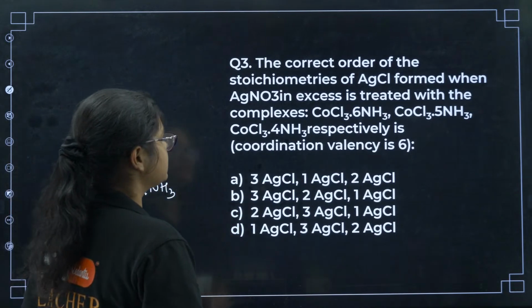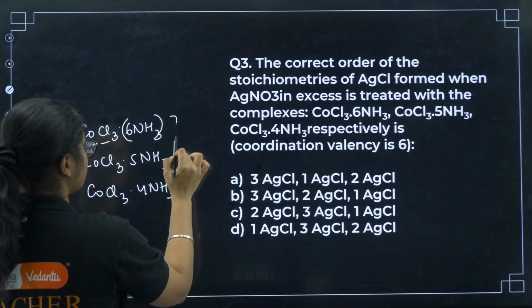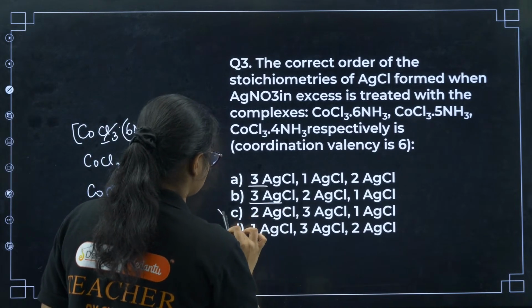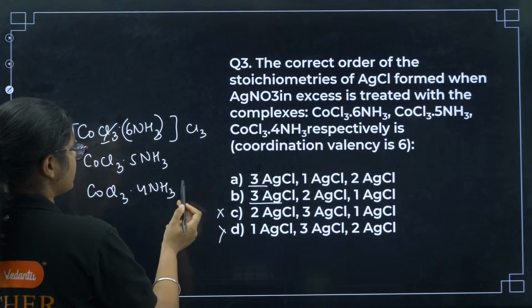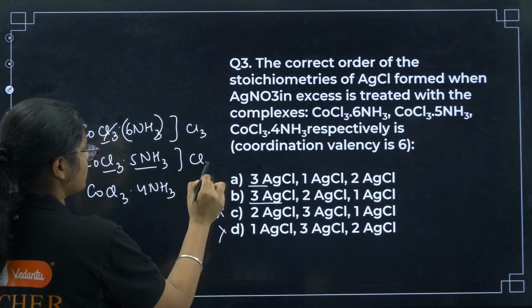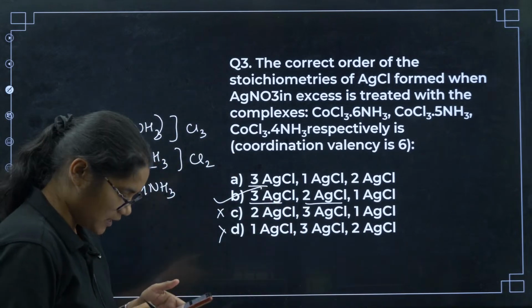Yes, so you can see here coordination number is 6. So 6 NH3 will be inside, 3 chlorine will be outside, right? So I will get 3 AgCl. So I have this option and this option I can eliminate. Here I have coordination number 6, so I will take 5 NH3 and 1 chlorine. So there will be 2 chlorine outside, so I will get 2 AgCl. So option number B is the correct answer.